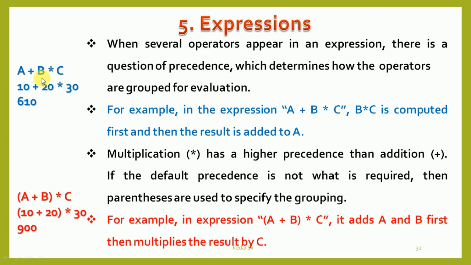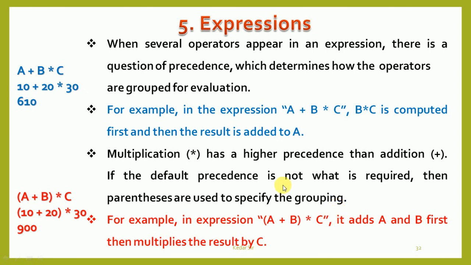So the first one is 10 plus 20 multiplied by 30. 20 multiplied by 30 is computed, and that answer is added to the 10. So the answer displayed is 610. So multiplication has higher precedence than addition. If the default precedence is not what is required, then parentheses are used to specify the groupings.